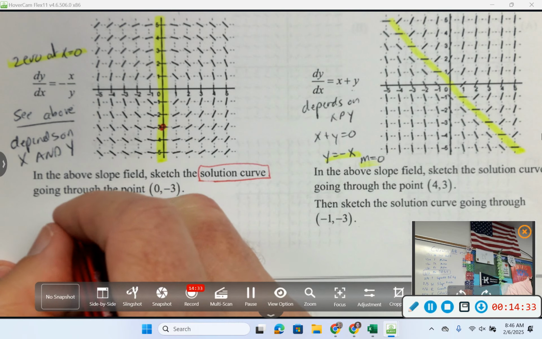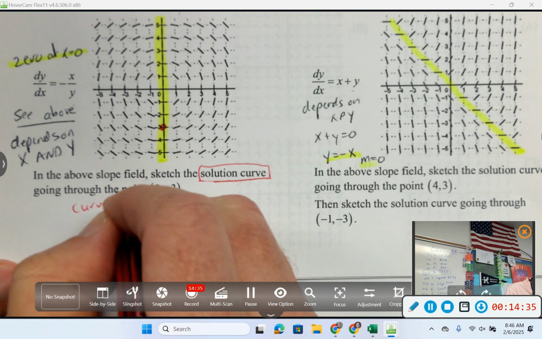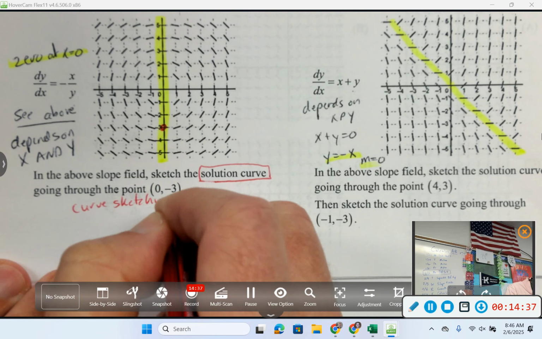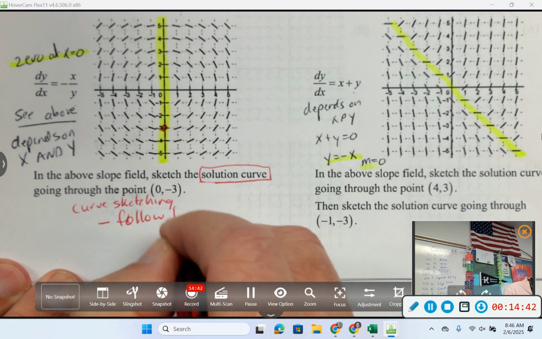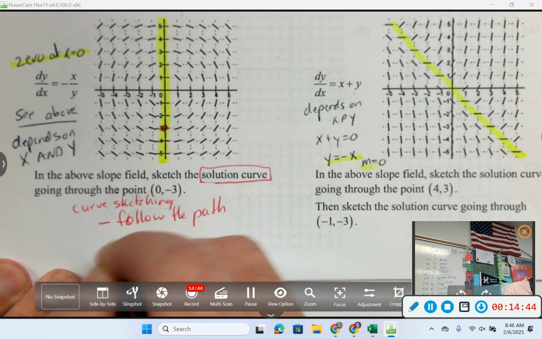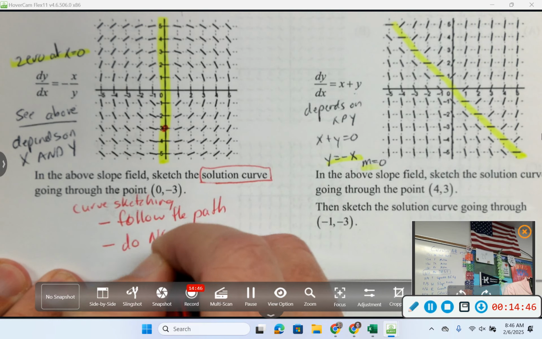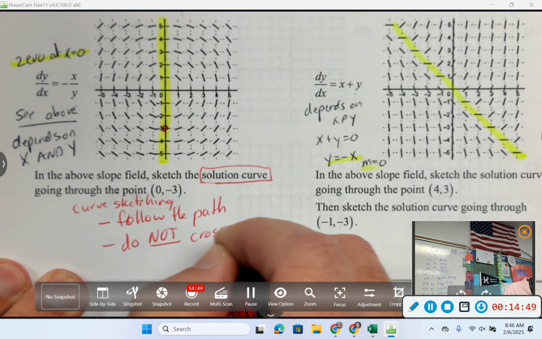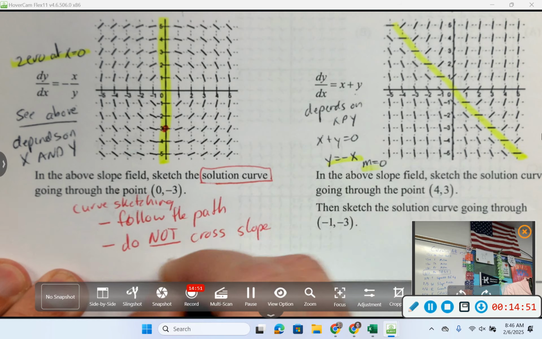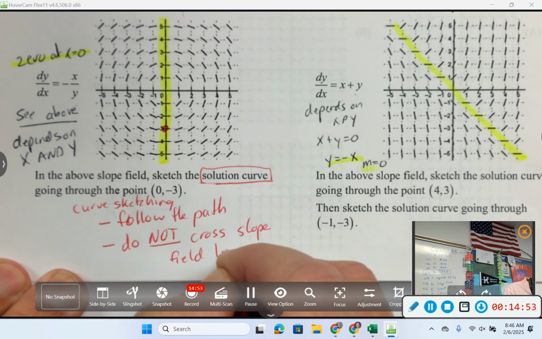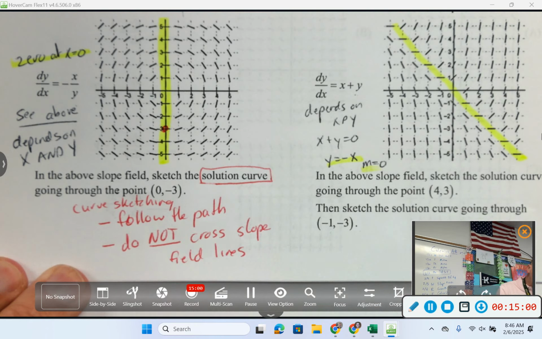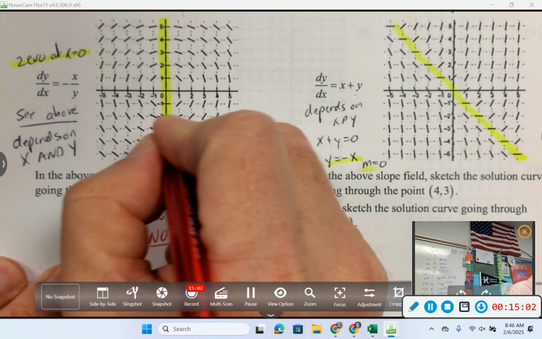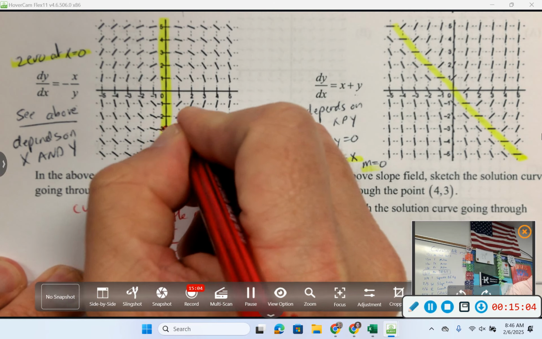Okay, when sketching curves, you sort of just follow the path and do not cross slope field lines. Everything should just kind of follow the path. This one looks sort of like a whirlpool, right? So we'll follow the path around. It starts out with a slope of 0, and then it changes a little bit.